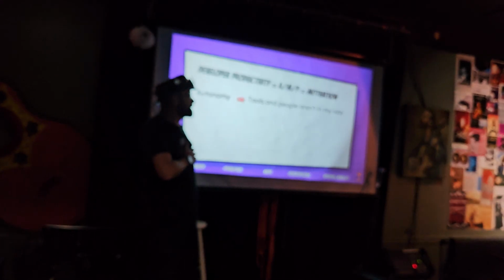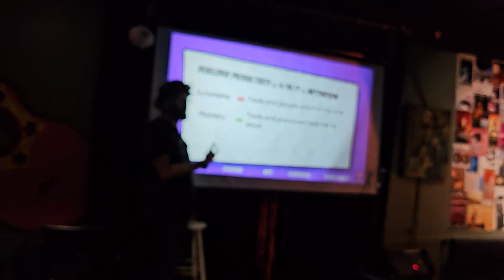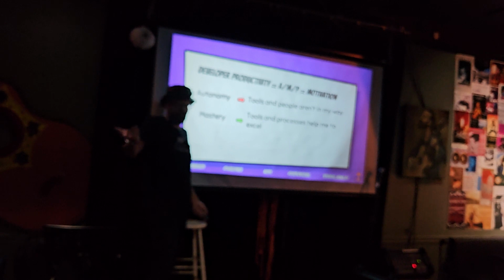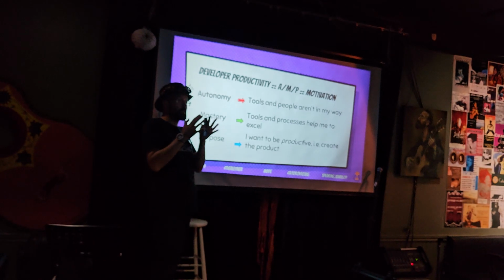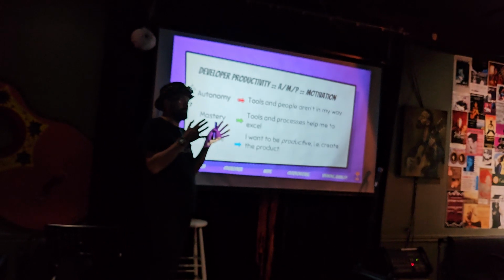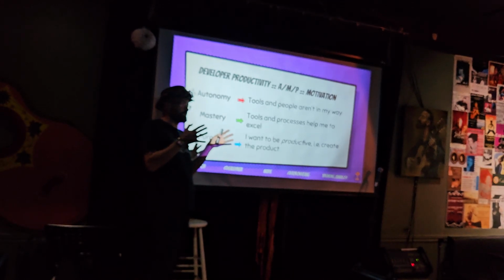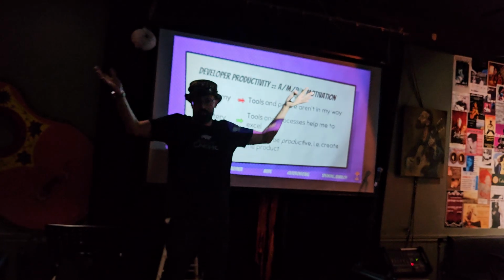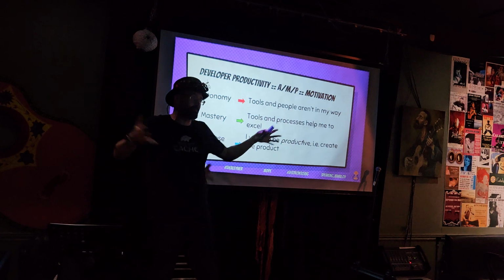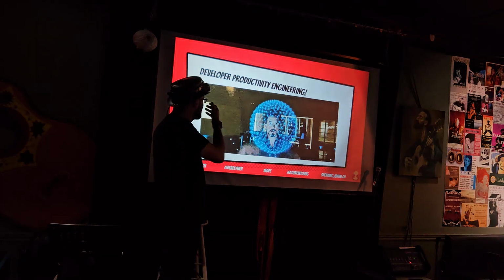Autonomy, tools and people aren't in our way. Mastery, tools and processes help us to excel and are not in our way. And purpose, the product in productive. I should make a joke. You cannot take product out of productive. And product, this is our purpose, right? This is all of us working to actually do something. So obviously they are all very, very closely related.